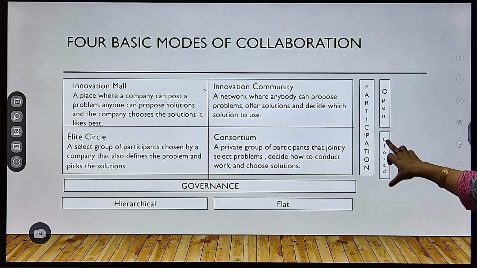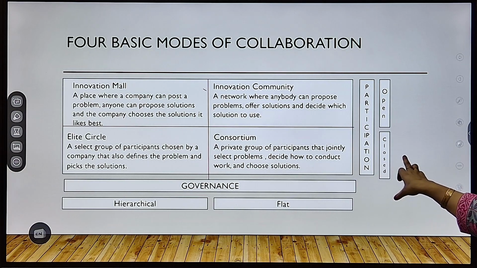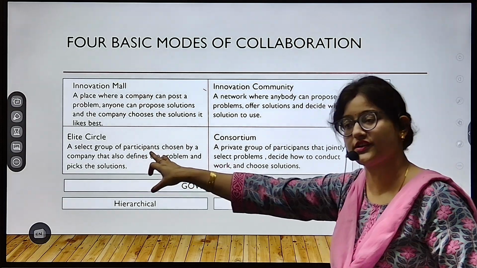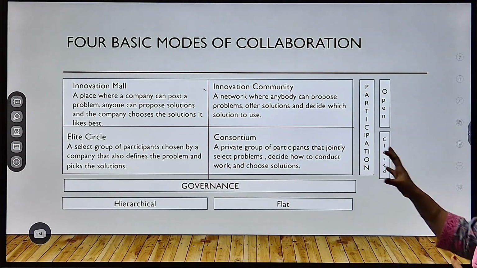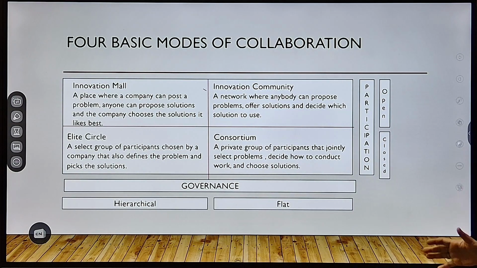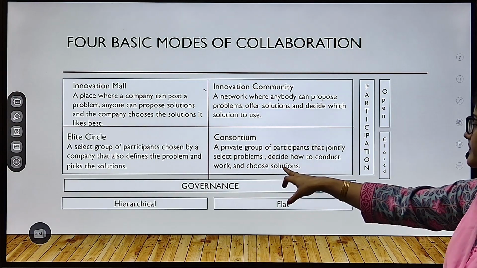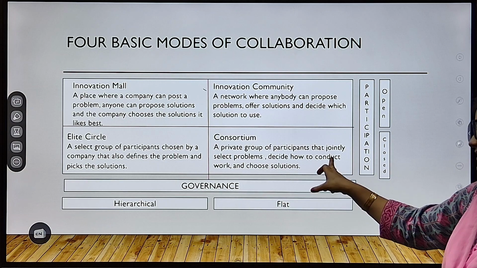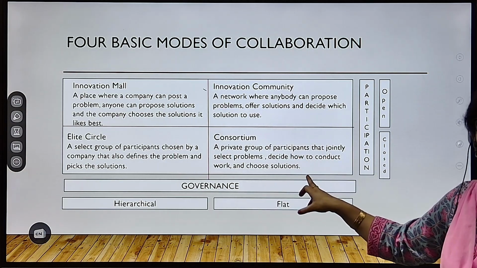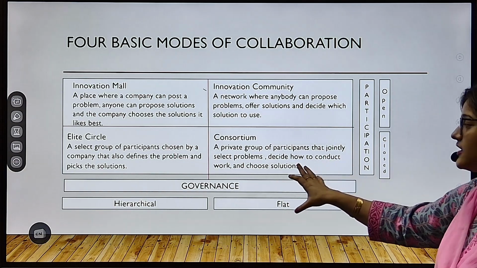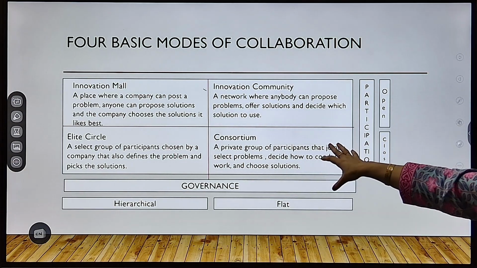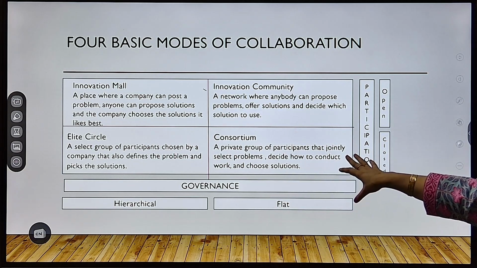And the last one is your consortium. In the consortium, participation is closed. So there will be, like the elite circle, a team. There will be a private group of participants or a select team that will select the problem, and they will also decide how to conduct the work and choose the solution, because there is no governance or formal structure. Okay? Understood? Have you understood the difference?